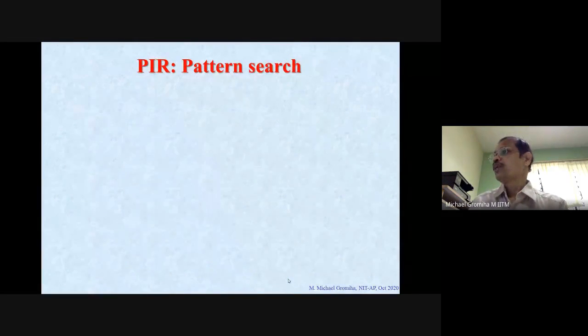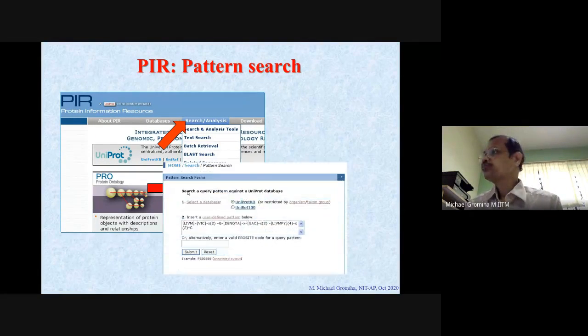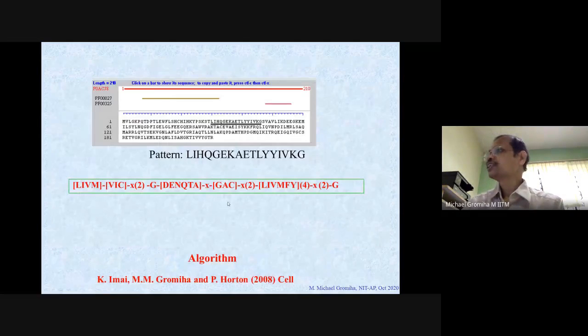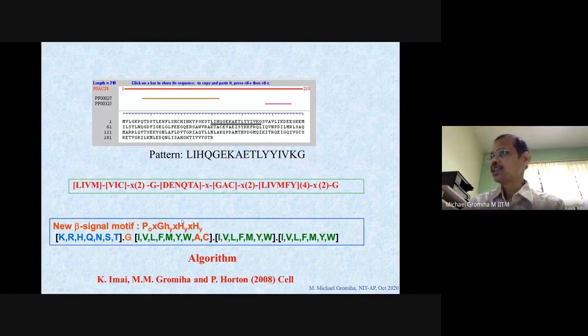You can use it. Now if you use it in the PIR, you can do search analysis. Go to the pattern search. Right? So here you write your pattern, and if you submit, here you get all the information. Here you can see this is the region where you can find the pattern.